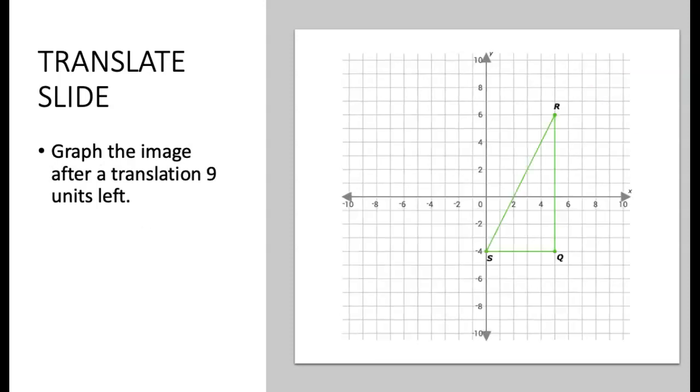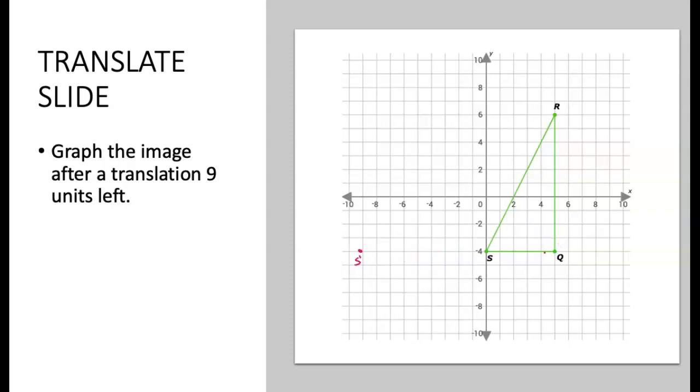So up next, translate or slide. We're going to graph this image. So we already have a triangle and we are going to slide it over. We're going to push it over. After translation, 9 units left. So we're just going to move everything over to the left 9 units. So S is going to move 9 units, which would be here. And I'm going to go ahead and label that S prime.